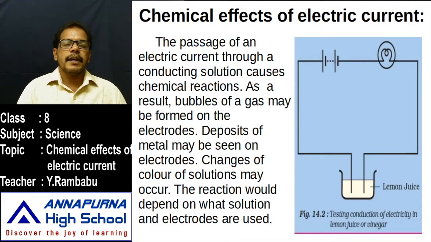For example, if we conduct the activity with distilled water or sugar solution or glucose solution, we didn't observe any deflection in the magnetic compass needle, or the LED didn't glow. That means what has happened here? Through distilled water or sugar solution or glucose solution, the electricity doesn't pass. That means it is a non-electrolyte.